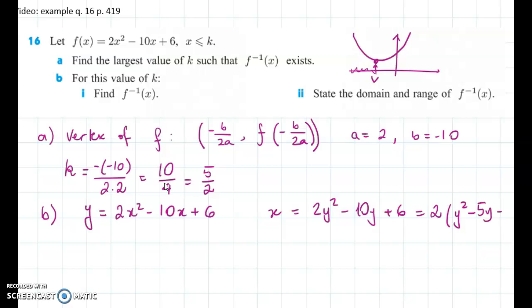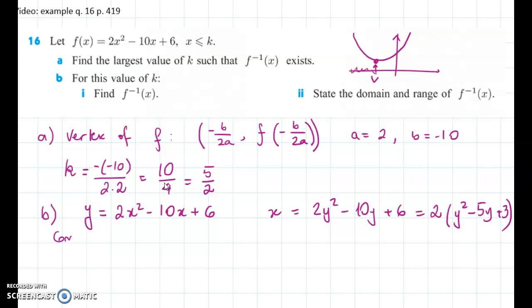minus 5y plus 3. Now, if we want to isolate y from here, we cannot just do it by moving things around. If we were able to do that, that would mean that we could solve a quadratic equation without a quadratic formula. And in general, that's not something we can do. So what we are going to do instead is to complete the square for the expression y squared minus 5y plus 3, because then we would be able to isolate y as we wish.